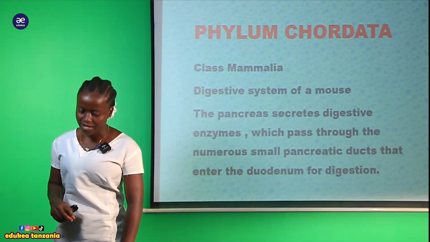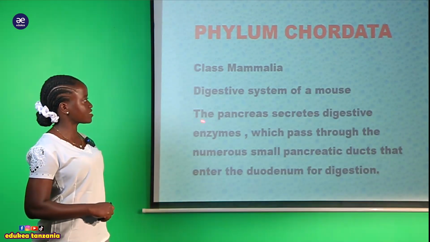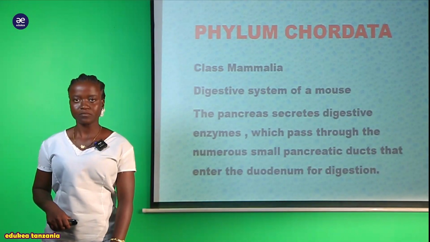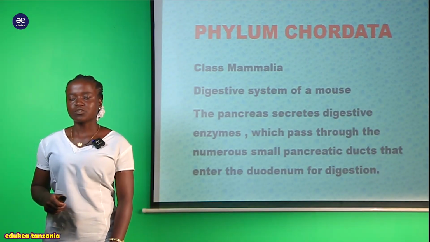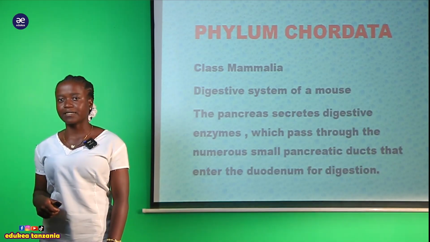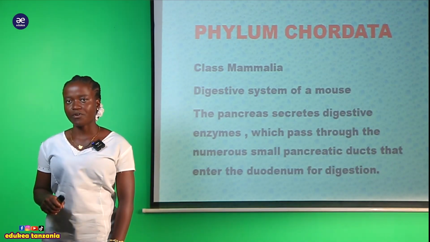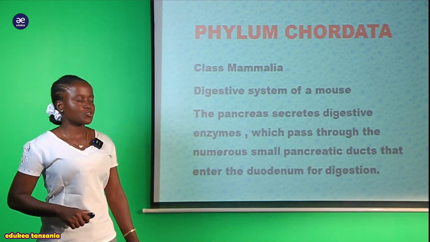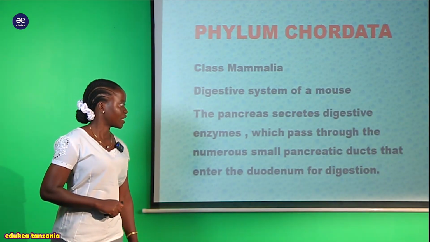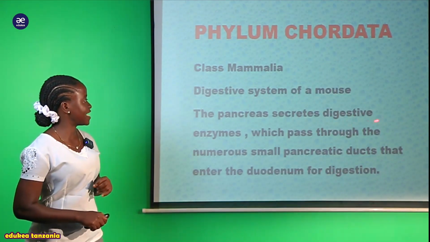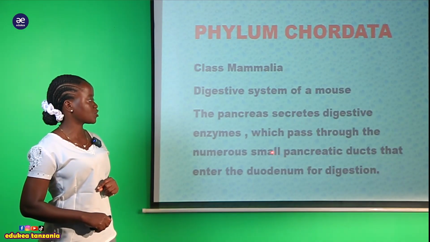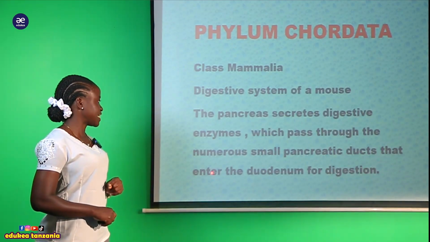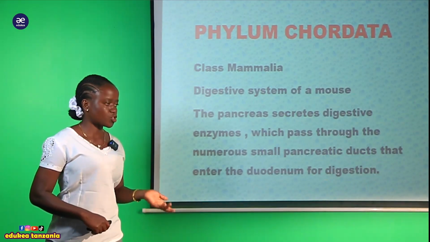Here we are saying that the mouse possesses a pancreas. They have a structure which is called the pancreas. So what is the function of this pancreas within the mouse or within the rat? Here, my students, we are saying that the pancreas secretes a digestive enzyme which passes through the numerous small pancreatic ducts that enter the duodenum for digestion.